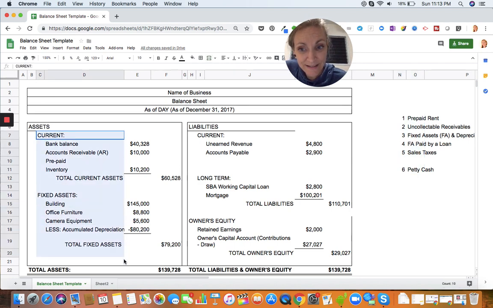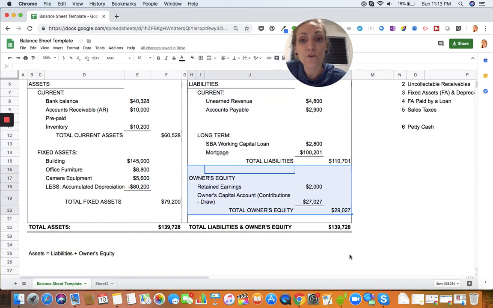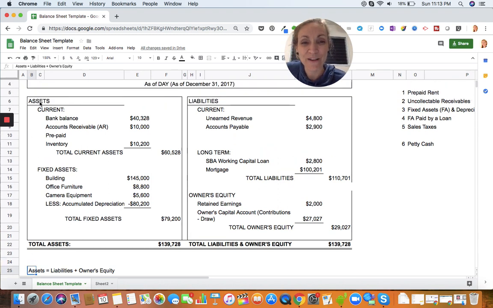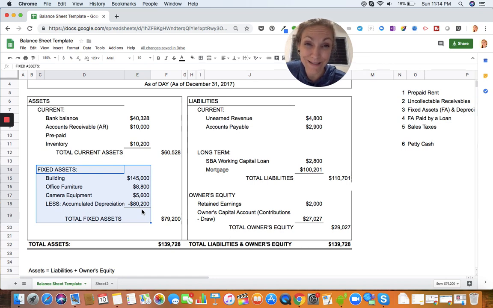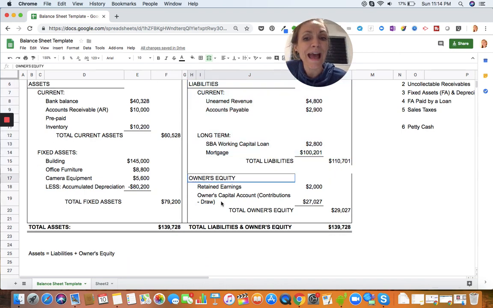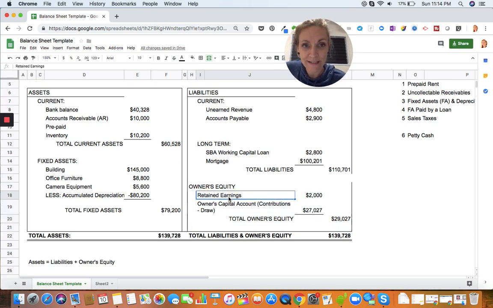So we have assets equals liabilities plus owner's equity. And that, of course, is the accounting equation. And assets is everything we own of value. That includes fixed assets, which are a big part of a business's balance sheet if they own assets. Liabilities are everything they owe, like loans or anything they're obligated to pay or do. And then owner's equity. And owner's equity is based off of retained earnings and the owner's contributions and withdrawals from the business.